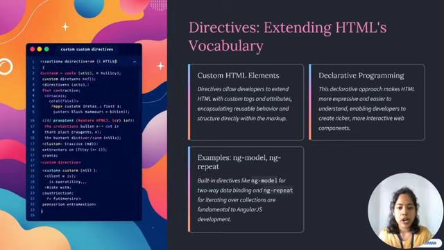Examples: ng-model, ng-repeat, built-in directives like ng-model for two-way data binding and ng-repeat for iterating over collections. Fundamentals of AngularJS. Modules are used to group components of an application. Controllers handle business logic and data for the view. Scopes are objects that connect the view and the controller together. They form the foundation of every AngularJS app.